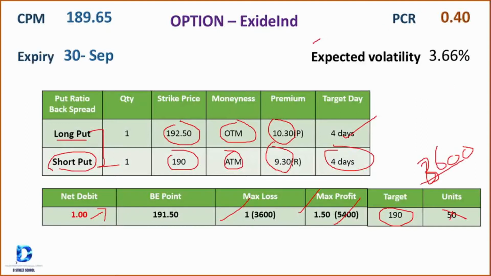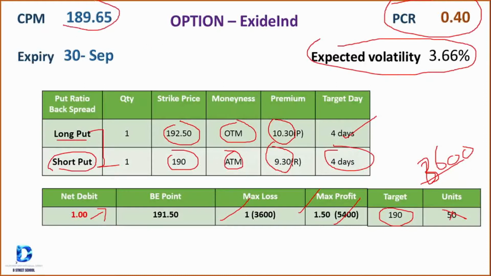This is the expected volatility, 3.66% for the next 4 days. This is the put call ratio. Call is over put, which means we can expect moderate bearishness in the upcoming days. The current market price is 189.65. The expiry would be 30 September. By using this strategy, if the price comes to 190, we will book the profit.